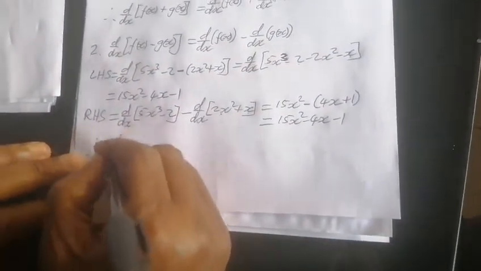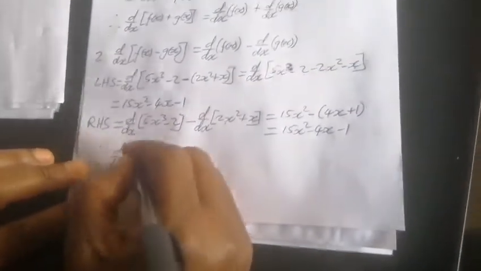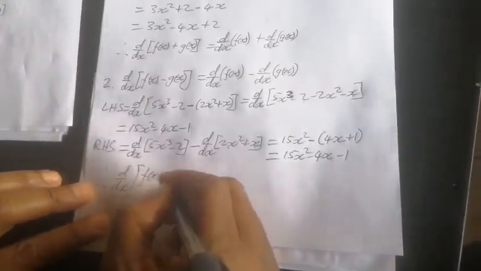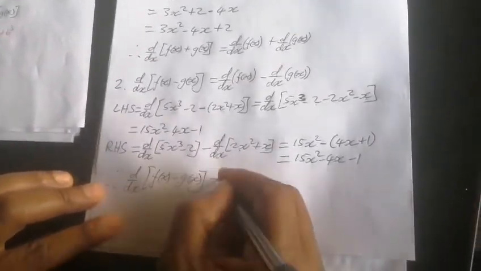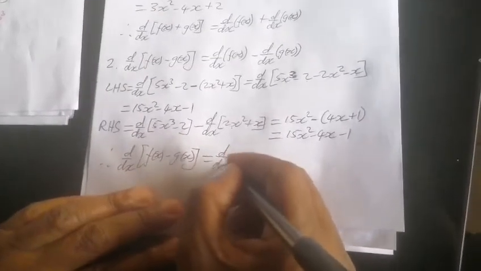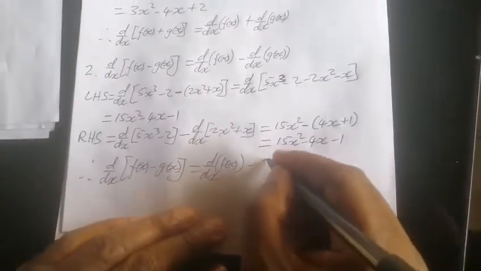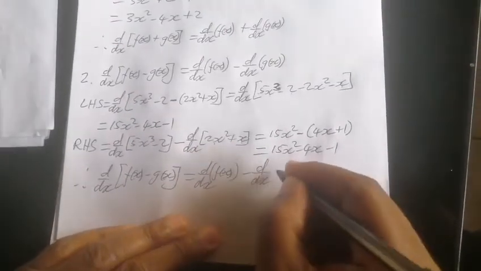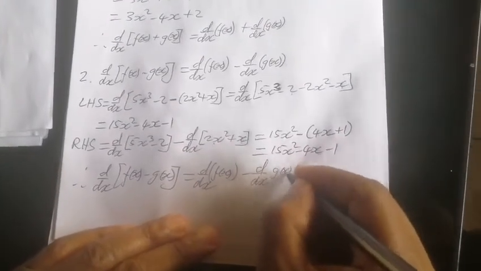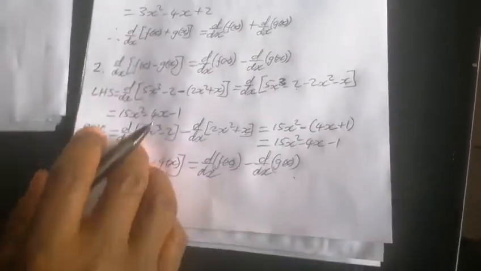Therefore, d dx of f of x minus g of x is the same as d dx of f of x minus d dx of g of x. Let's move on to the next. We are now looking at number 3.